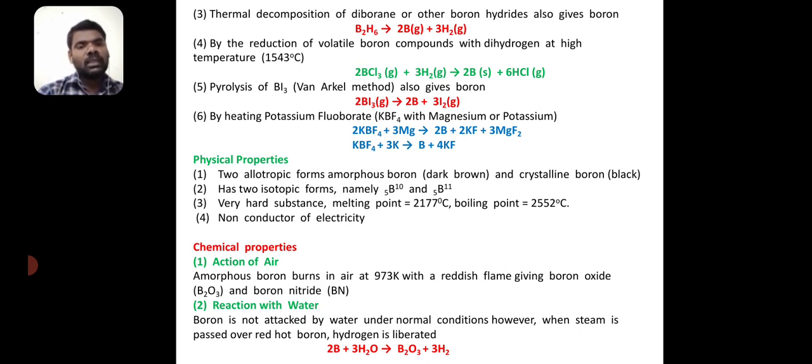Now we can see the chemical properties. Boron reacts with air, burning at 973 Kelvin in a reduced flame to give boron oxide. Boron and water: it is not attacked by water under normal conditions. When steam is passed over red hot boron, hydrogen is liberated. Boron reacts with H2O to give B2O3 and H2.